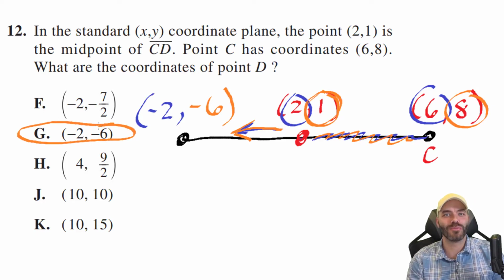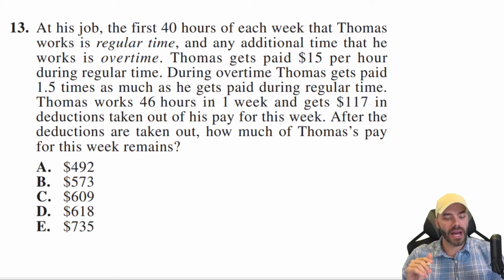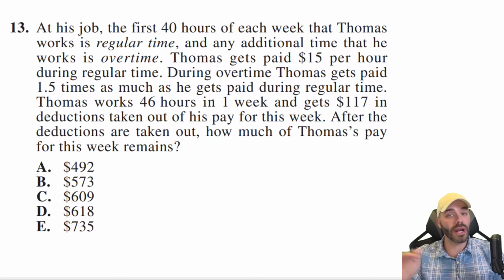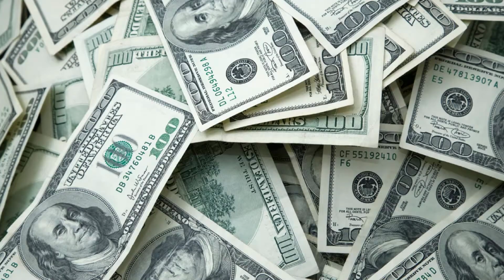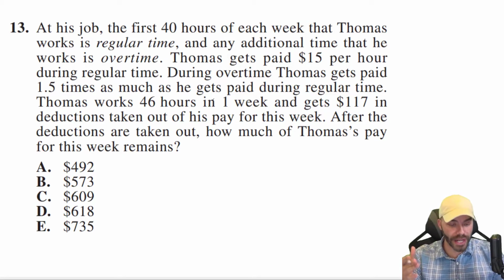Boom. On to the next one. At his job, the first 40 hours of each week that Thomas works is regular time, and any additional time that he works is overtime. Thomas gets paid $15 per hour during regular time. During overtime, he gets paid 1.5 times as much as he gets paid during regular time.